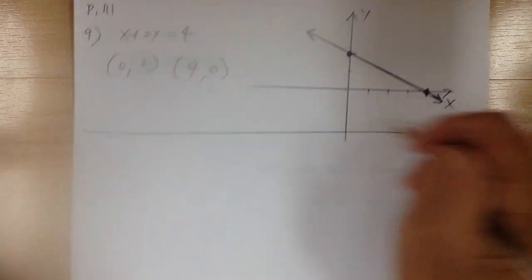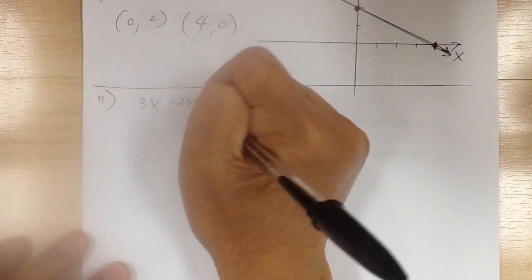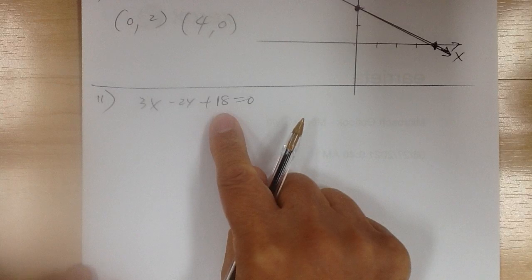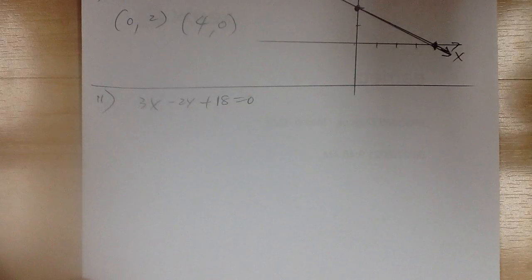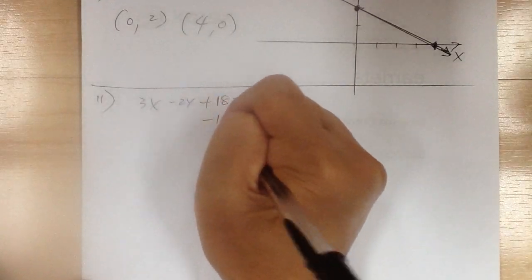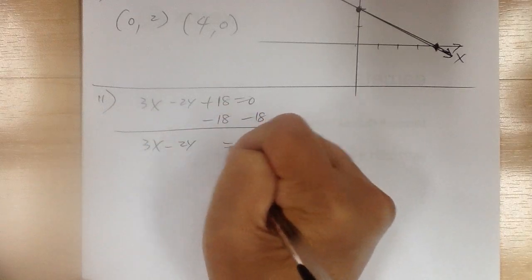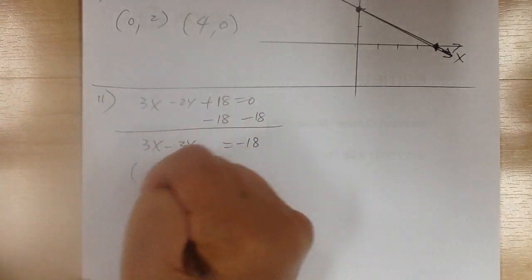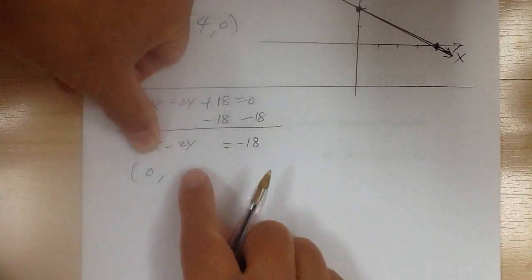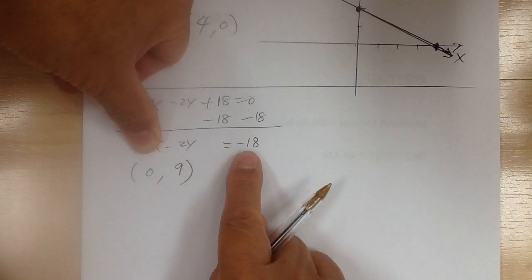Okay, let's go to number 11. You got 3x minus 2y plus 18 equal to 0. Now, with a number on this side, this is called a general form. With a general form, it's easy to make a mistake. So I'm going to move the number to the other side to make it into a standard form. So I got 3x minus 2y equal to negative 18. Okay, so I'm going to make x equal to 0. So this is gone, right? So divide by negative 2, I get 9. And you can check, right? Negative 2 times 9 gives me negative 18.